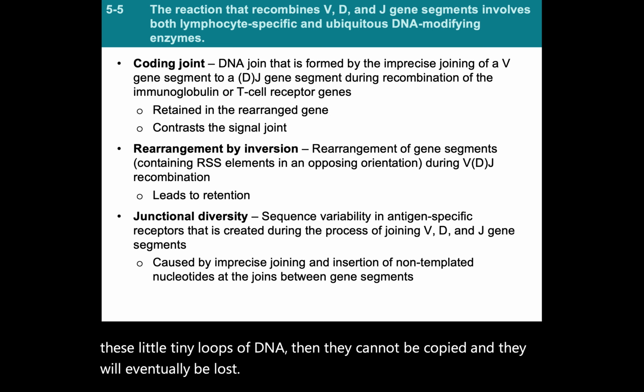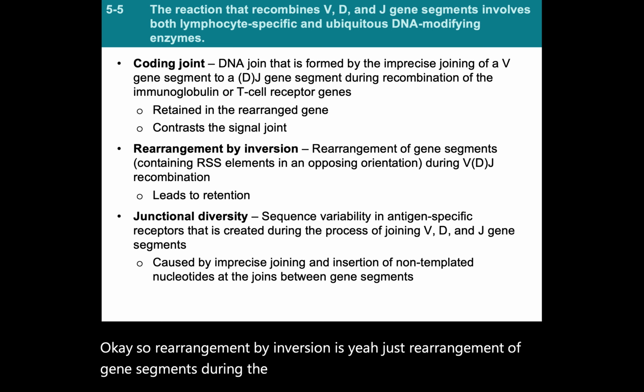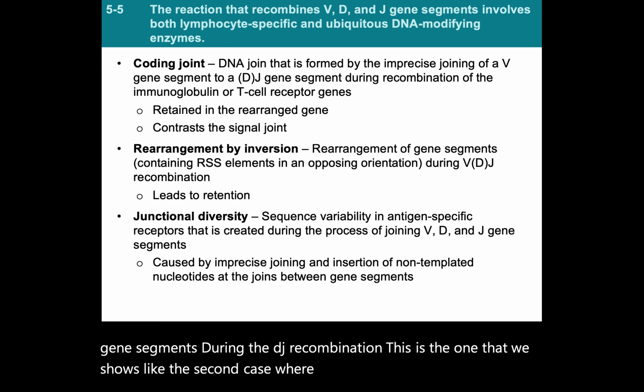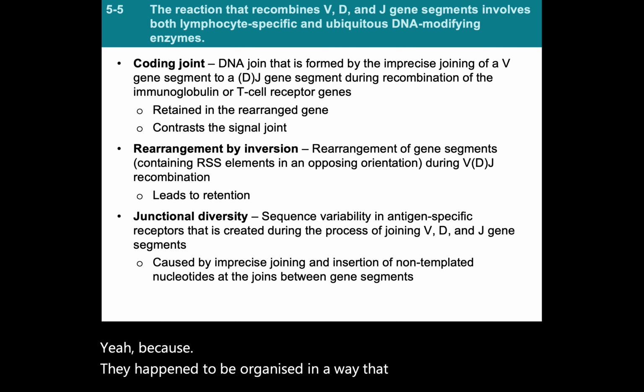Okay, so rearrangement by inversion is just rearrangement of gene segments during VDJ recombination. This is the one that we showed as the second case where you end up retaining all the genes, because they happen to be organized in a way that allowed you to do this.